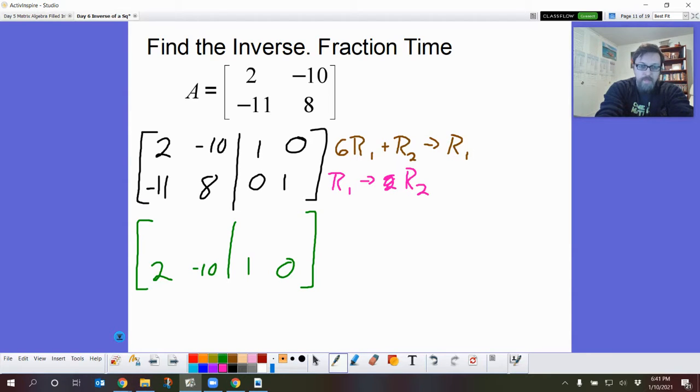Then for this top one, I'm not matching my colors correctly. So 6 times 2 is 12, plus -11 is 1. But now here's the consequences of that action. 6 times -10 is -60. Oof. So that's -52. No, -52. Then we've got 6 times 1 is 6, plus 0 is 6. 6 times 0 is 0, plus 1 is 1.